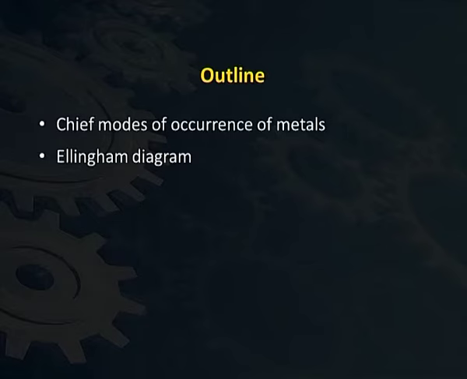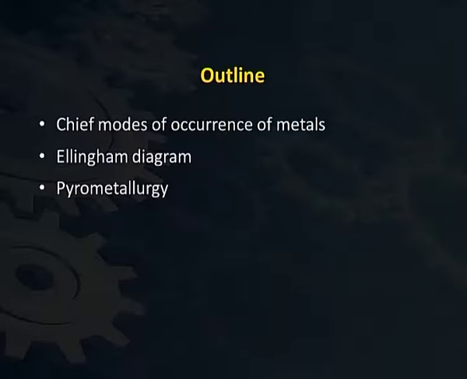So this session is outlined as follows. We look at the chief modes of occurrence of metals. We look at the Ellingham diagram, which helps us to see the different metals, particularly the oxides, and how they are easy or difficult to work with. We will also look at some processes such as pyrometallurgy, hydrometallurgy, and ways of extracting material.